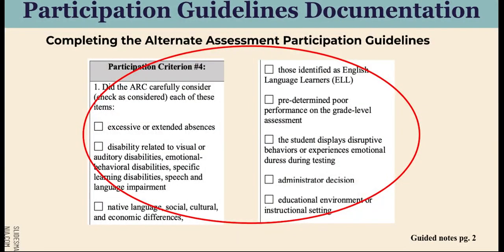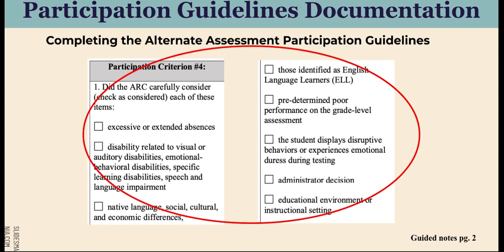So now let's talk about criterion 4, and this includes exclusionary factors. These are important because we want to make sure we aren't qualifying a student for alternate assessment for the wrong reasons. And I'm just going to point out a few to talk about. Excessive or extended absences. This is the student is below grade level because they have excessive absences. That's not a significant cognitive disability. They've missed content. And if that's the case, then alternate assessment really isn't appropriate for them.